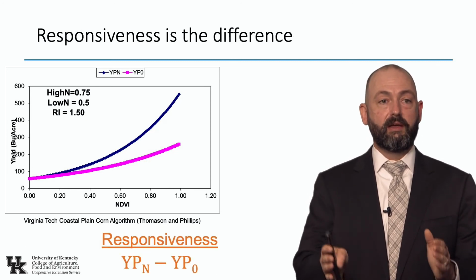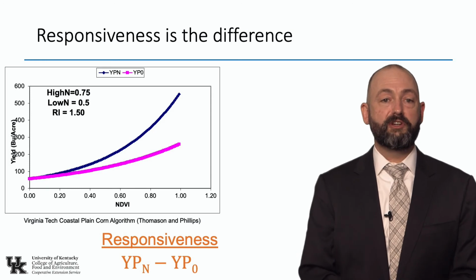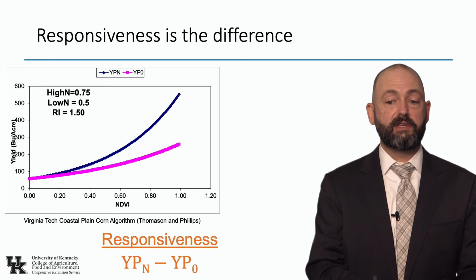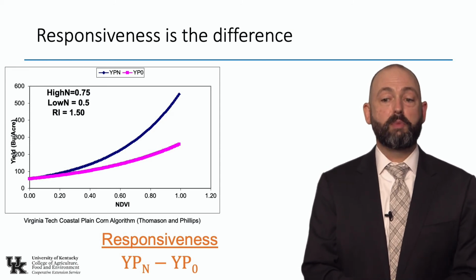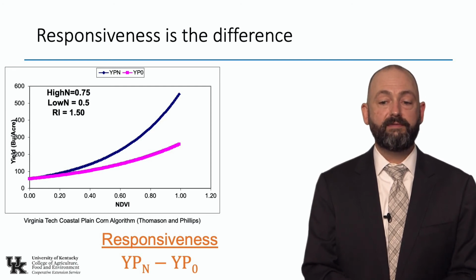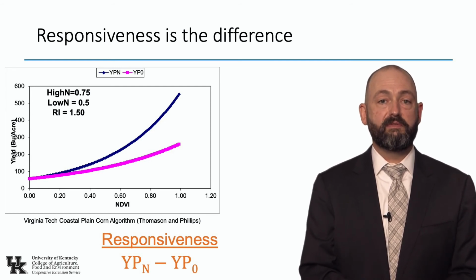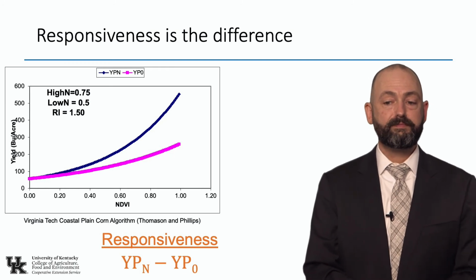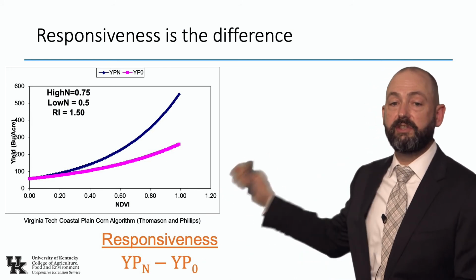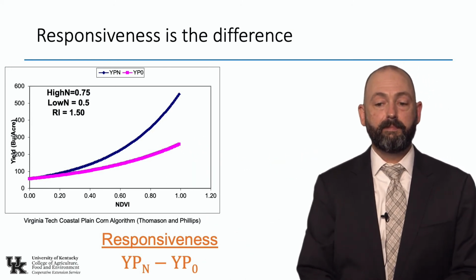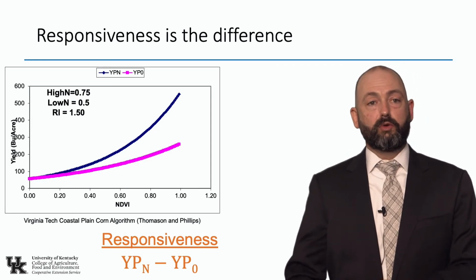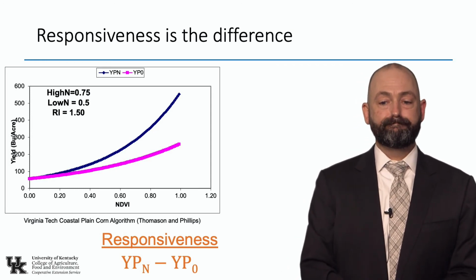It takes that yield equation, which has some coefficients that are locally determined. It takes how many days since planting to the date of sensing and fertilization. Again, the response index, in this case for this field, was 1.5. You can see the high reference measured 0.75 and the low reference was 0.5. And that algorithm is predicting the yield with side dress. And look at the blue line and the pink line, and you see there's a difference as we go across the NDVI. And so responsiveness is the yield with nitrogen, YPN, minus the yield without nitrogen, YP naught.